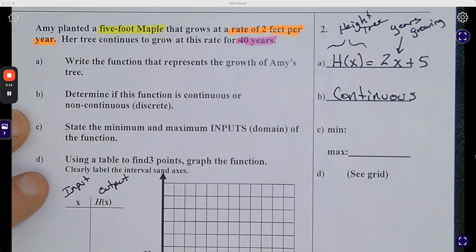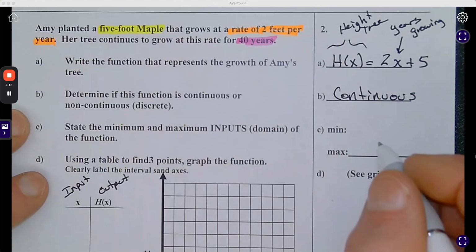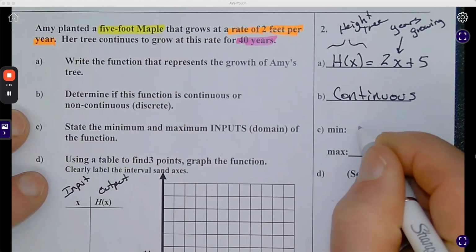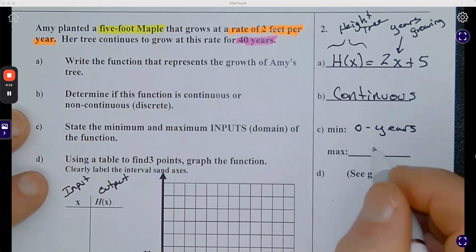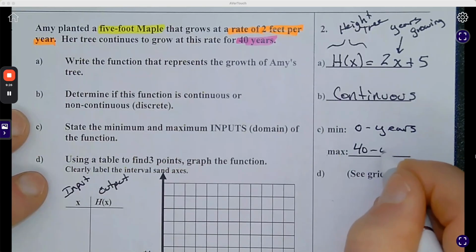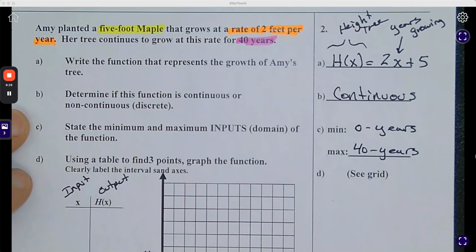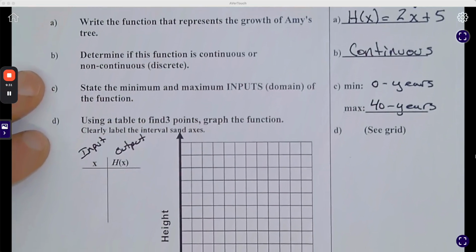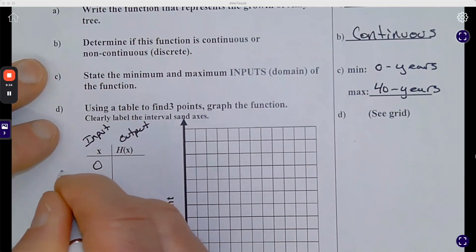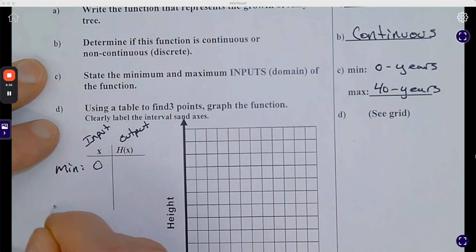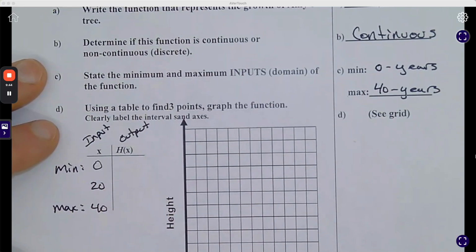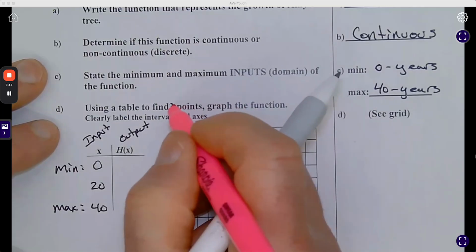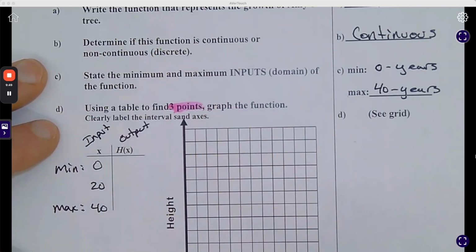State the minimum and maximum inputs, the domain. All right, minimum is 0 years, right? So the input is years. The maximum is 40 years. Okay, we're going to make 3 ordered pairs. We're going to start with 0, that's your min. And then we're going to have a max. The max is 40. And then I'm going to just pick a number right in the middle. All right, here we go. Notice they saved 3 points, right? That's what we did.